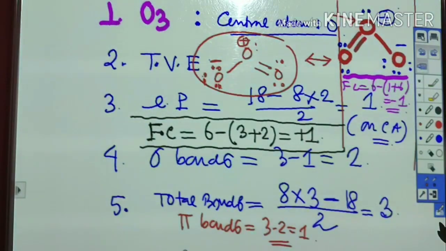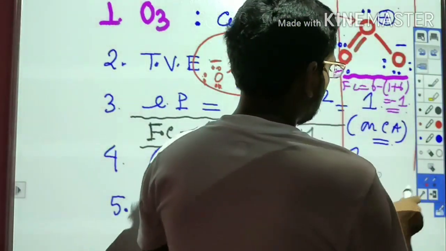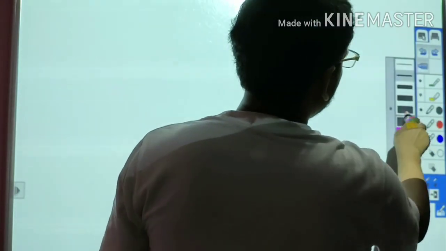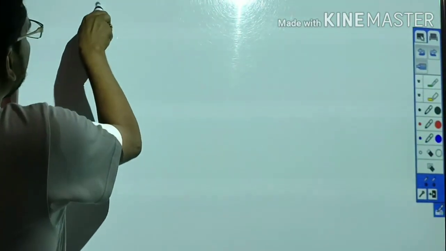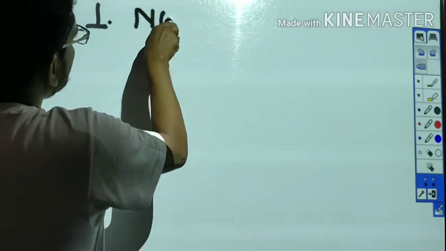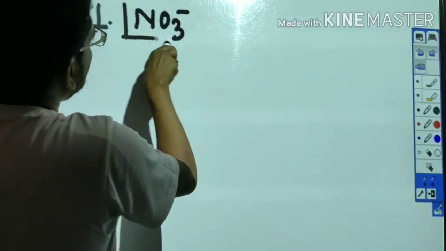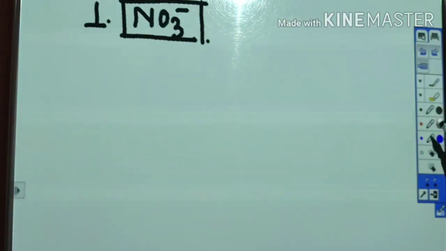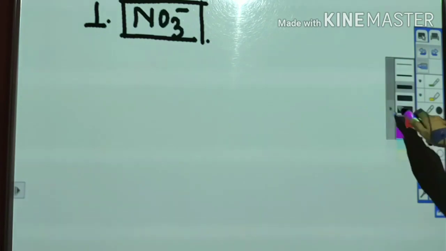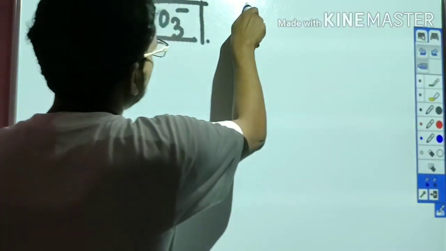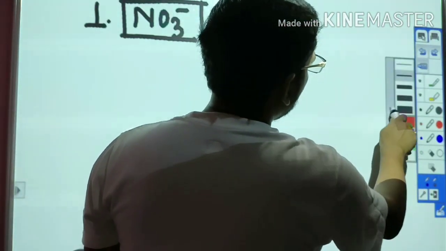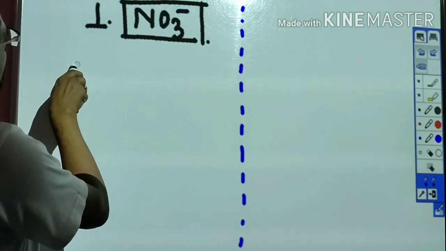Okay, let me now show you another Lewis dot structure. Now I am going to draw the Lewis dot structure of, say, NO3 minus. Follow the Lewis dot structure. So we will count the total valence electrons. I will show you step by step, so don't worry.